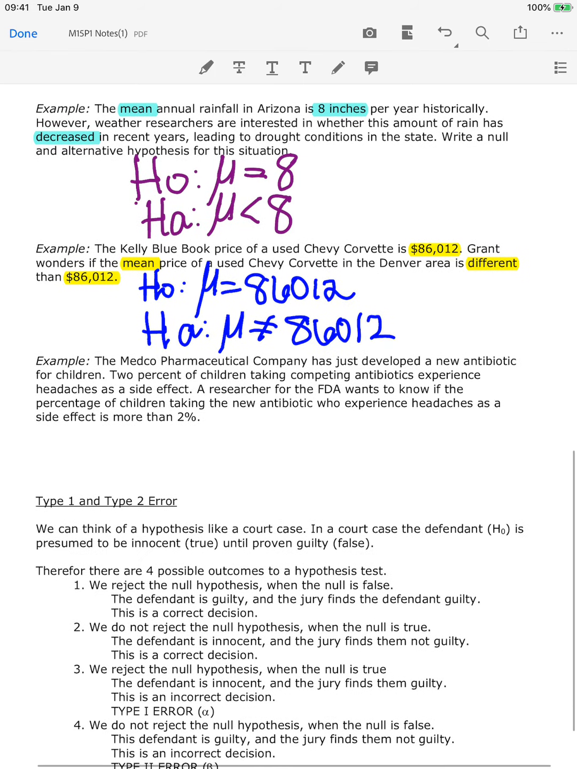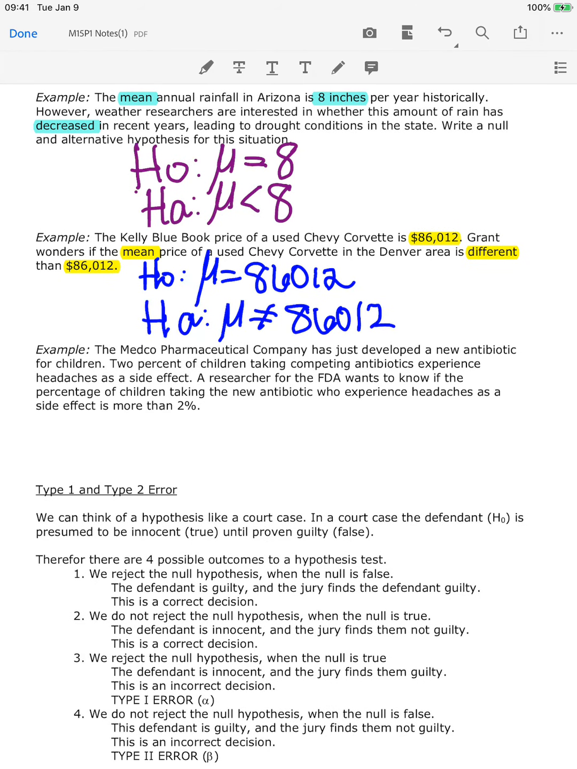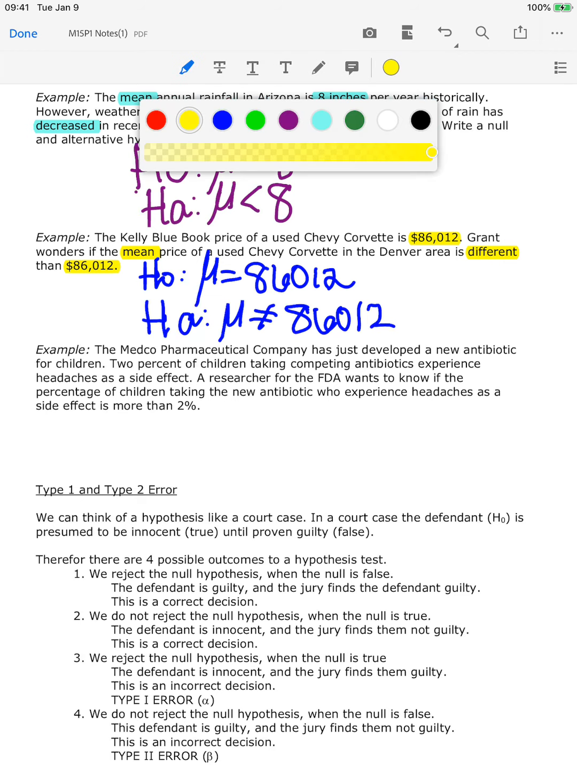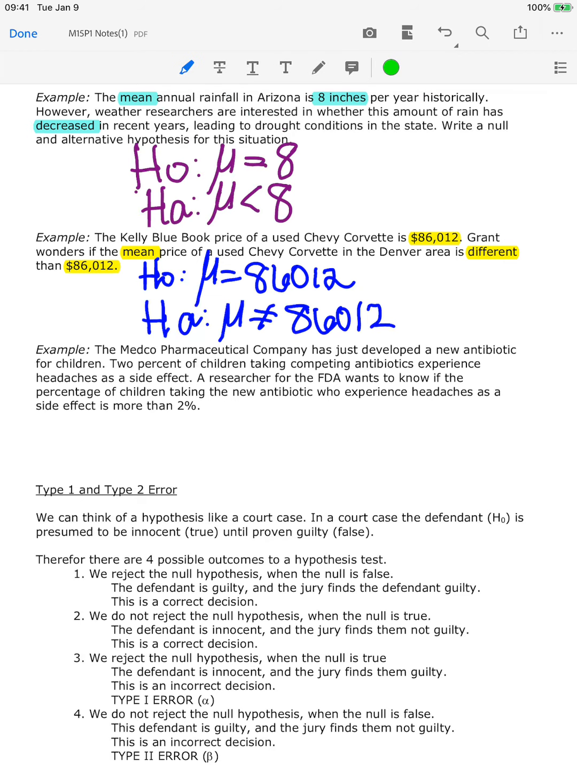All right, and then our last example, the Medco pharmaceutical company has just developed a new antibiotic for children. 2% of children taking competing antibiotics experience headaches as a side effect. A researcher for the FDA wants to know if the percentage of children taking the new antibiotic who experience headaches as a side effect is more than 2%. So again, start by highlighting important information. So we have a percentage of children. That's the part that tells us what parameter we're testing.